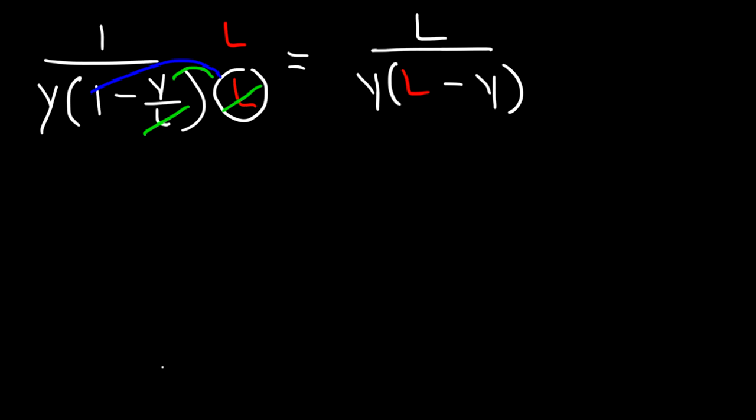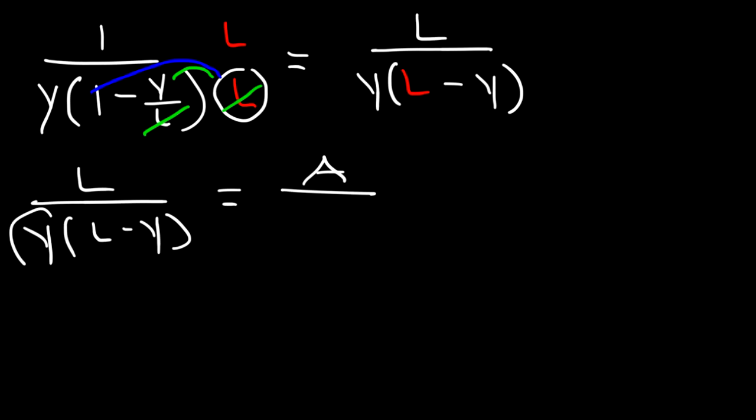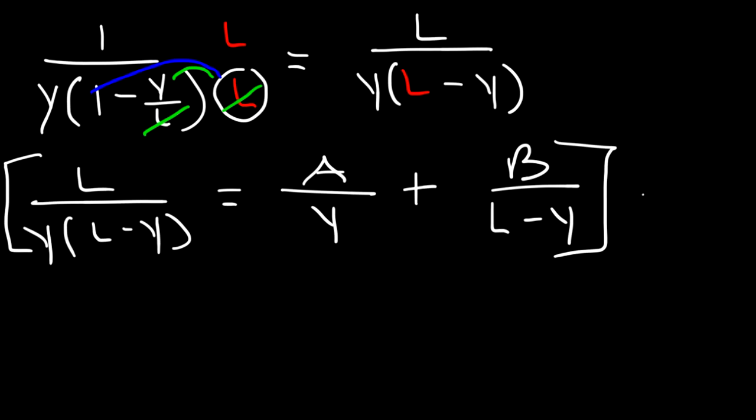Now let's use partial fraction decomposition. So L over y times L minus y, we're going to set it equal to some constant a divided by the first part of the denominator, which is y, plus some constant b divided by the second part of the denominator, which is L minus y. Our goal is to find the value of a and b. To do that, let's multiply both sides by the common denominator. So we're going to multiply every fraction by y times L minus y.